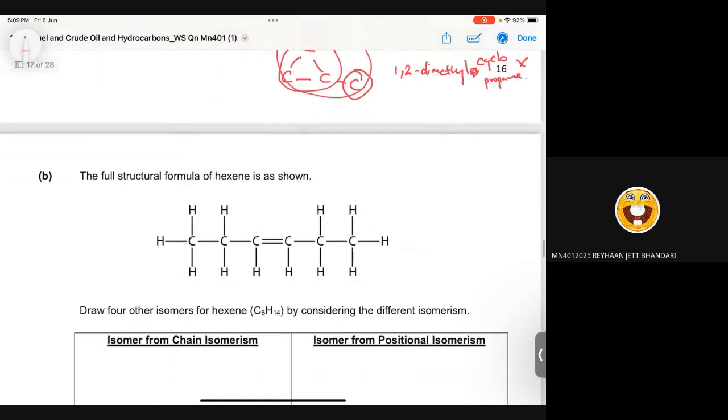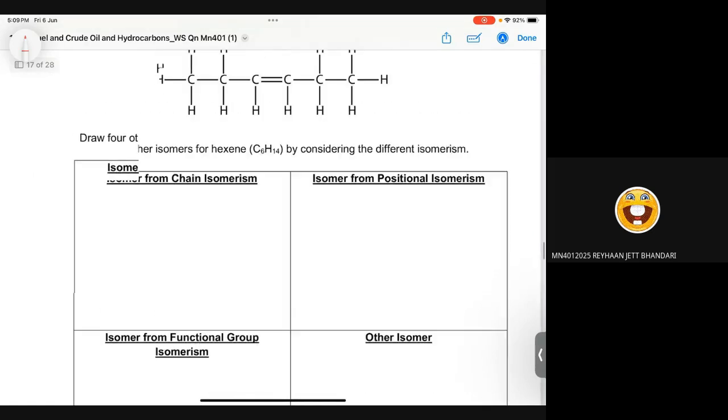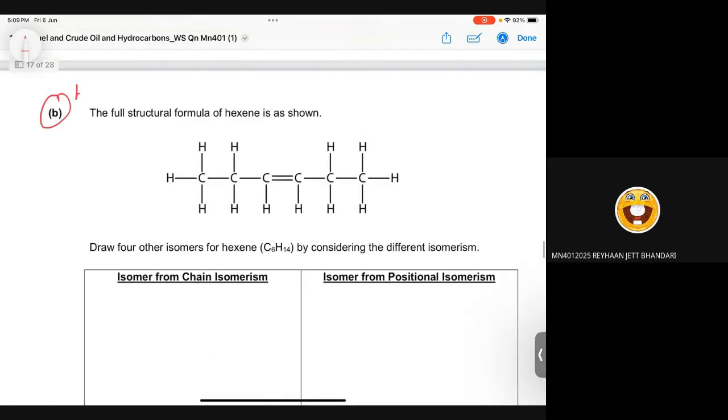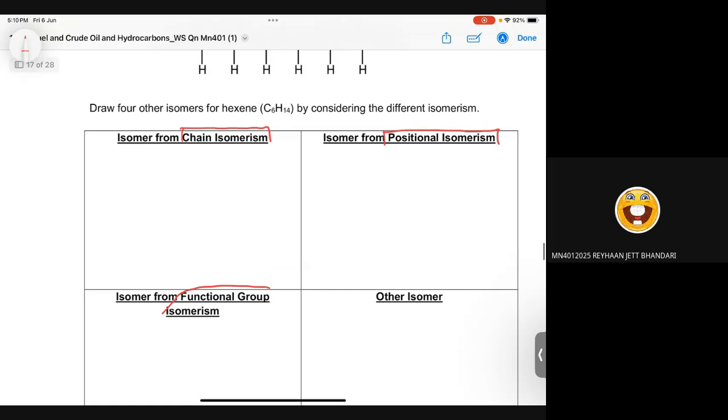Okay, now this is another possibility. So part B, you all go and do as homework. You can try it out, then send me a picture of it and I can check for you. This is to get you familiar with what exactly chain isomerism is, what positional isomerism is, and what functional group isomerism is.